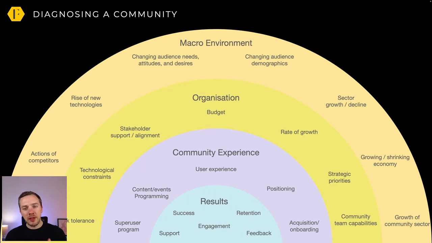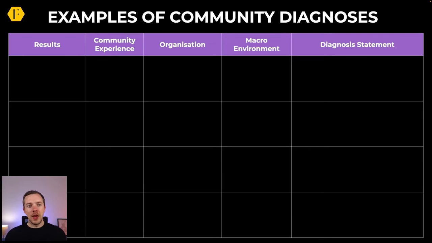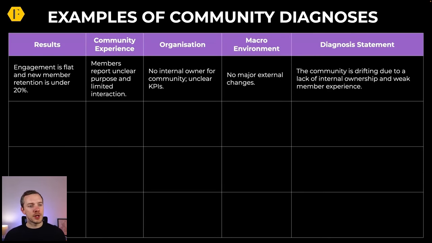And once we have the answers to these questions, we can put together a very simple diagnosis of where the community is today. So here's an example where we might have a situation where the results show engagement is flat and new member retention is under 20%. That might be because in the community experience, members report an unclear purpose and limited interaction. The organization itself might have no internal owner for the community and unclear metrics that they're tracking. And then we can diagnose this. The community is drifting due to a lack of internal ownership and a weak member experience. That's our diagnosis based on data. And diagnosis is always the first part of any strategy that you should be putting together for your community.